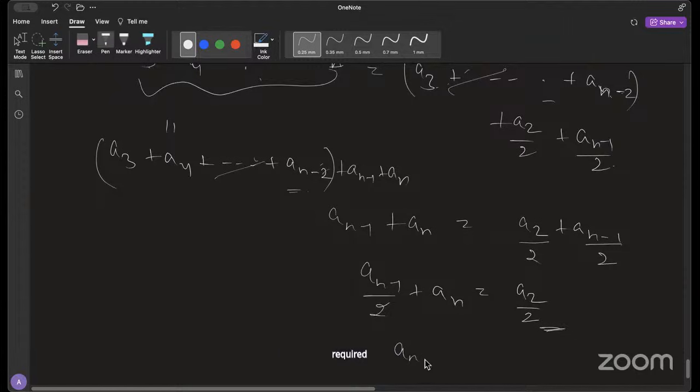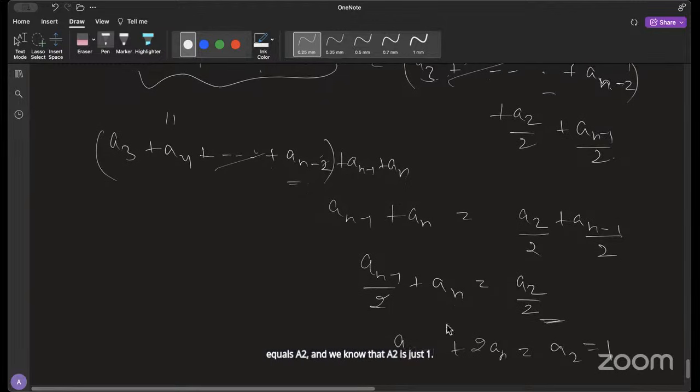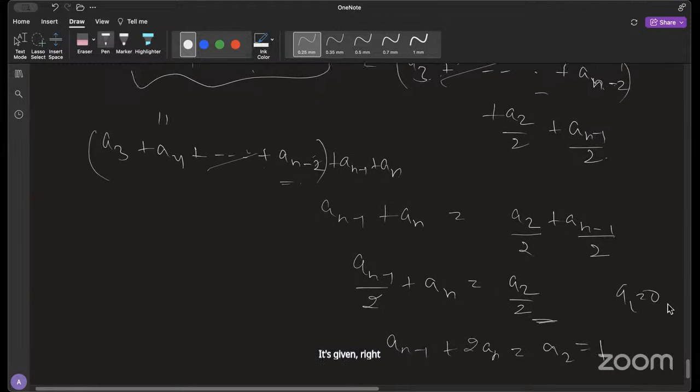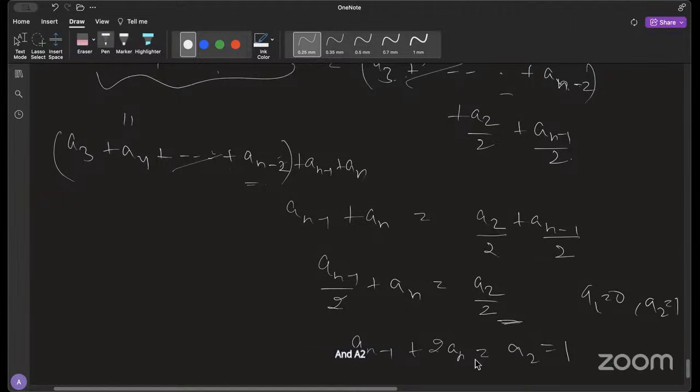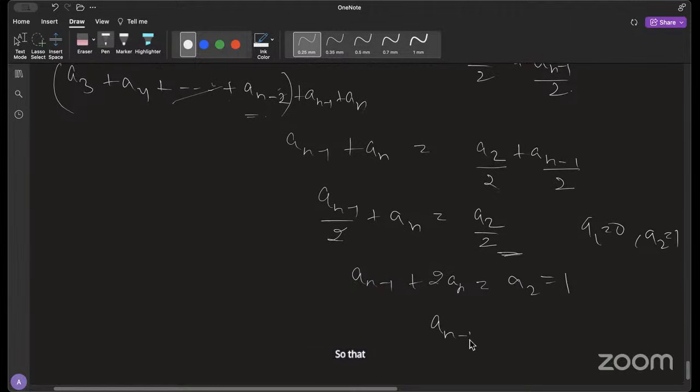So this will be an minus 1 plus 2 times an equals a2. And we know that a2 is just 1. It's given, right? a1 is 0 and a2 is 1. So that means your final expression is this. To check if that option is correct or not, you can check if this is true or not.